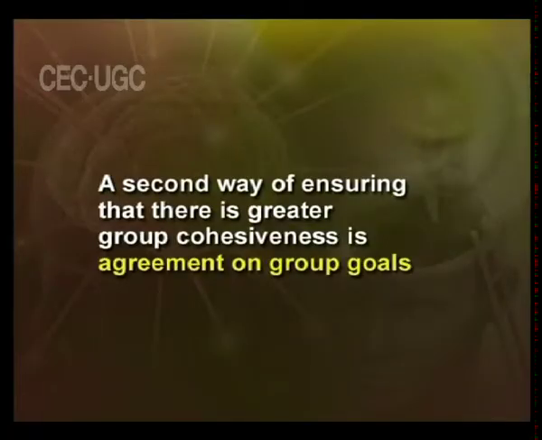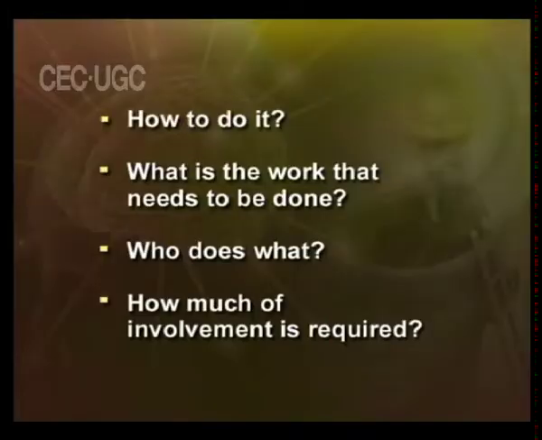A second way of ensuring that there is greater group cohesiveness is agreement on group goals. If all the group members agree on what the group has to achieve, how to do it, what is the work that needs to be done, who does what, how much involvement is required. Now, if there is agreement of all the group members on all these issues, there is a far higher degree of cohesiveness that can be achieved.